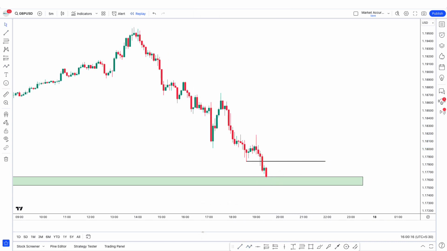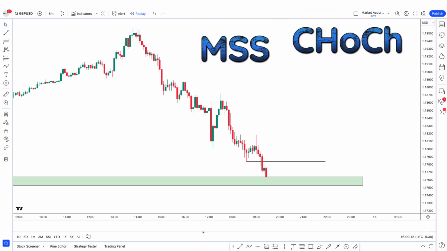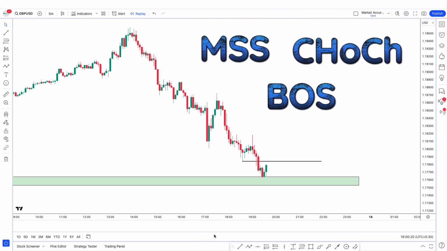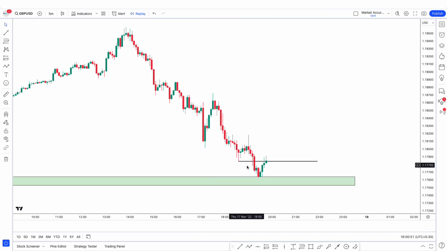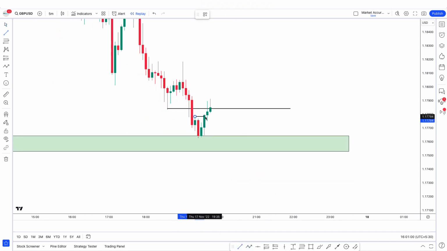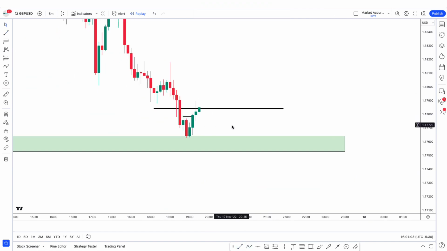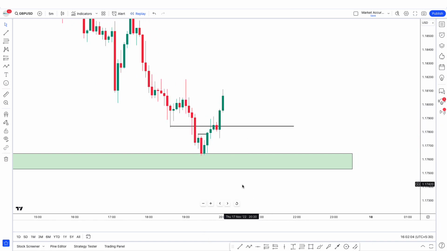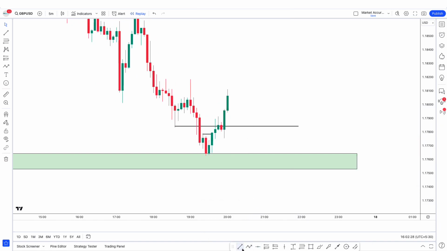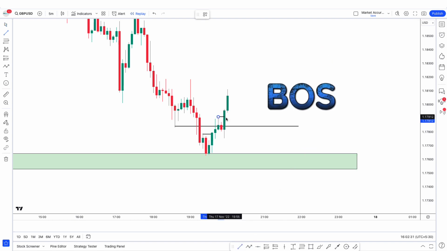What we want to wait for now is a market structure shift, or change of character, and break of structure. So right here, you can clearly see that we got our market structure shift, right? We broke this lower high. What we want to wait for now is price to create another higher high or break of structure. You can see that we broke. We have a break of structure now.